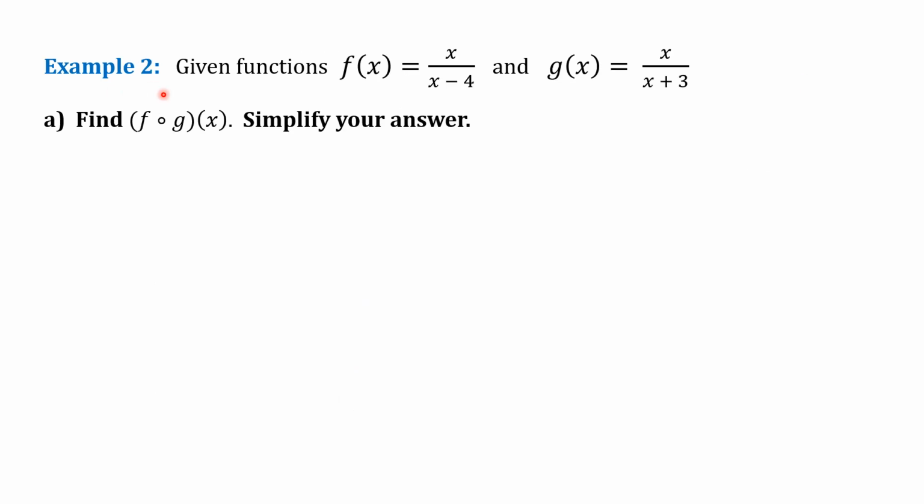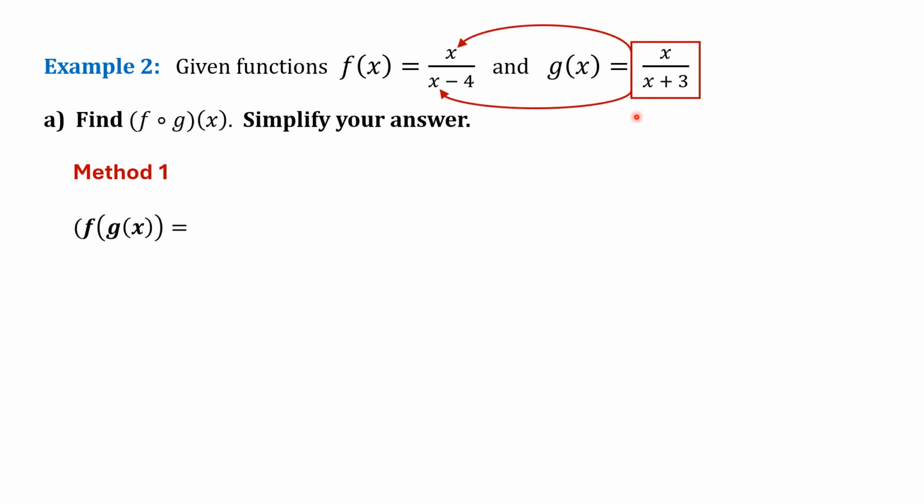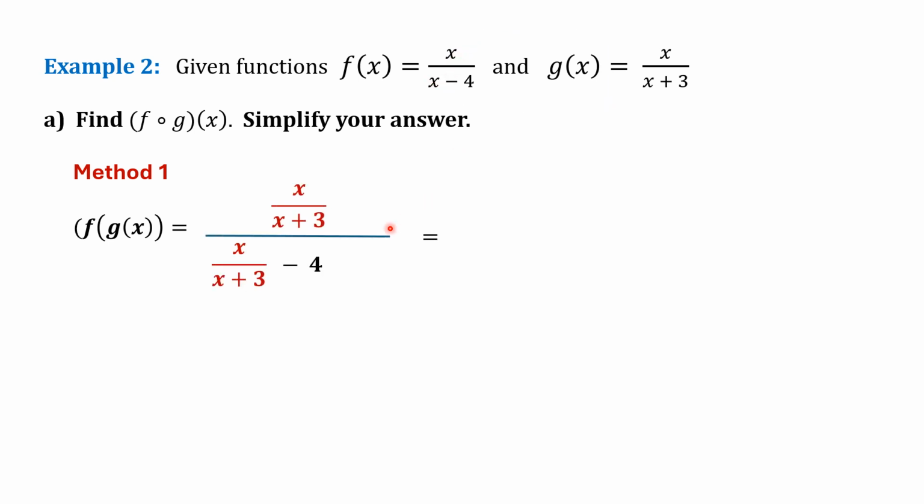In the next example, given the two rational functions f and g, we will find f of g of x and then simplify the answer. We will show this in two ways. In finding f of g, we will put the function g inside the function f. So it means we will place this x over x plus 3 for every x in the given function f. So it will be equal to this.